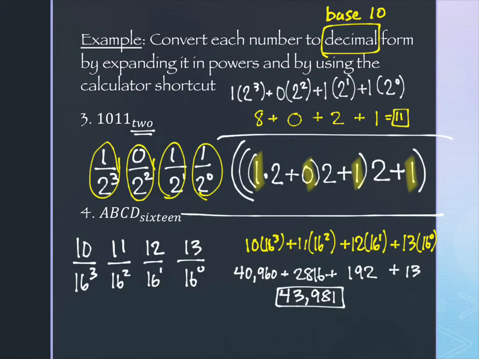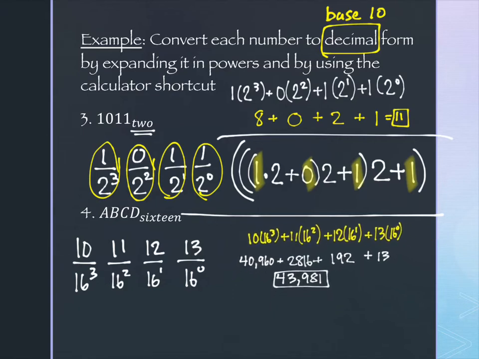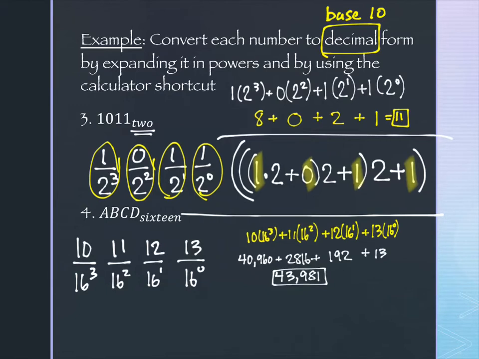So we're going to practice setting up this ABCD base 16 with that same calculator shortcut. So I start by taking the first number, that's 10, and I multiply it by 16, and I add the second number, which is 11.